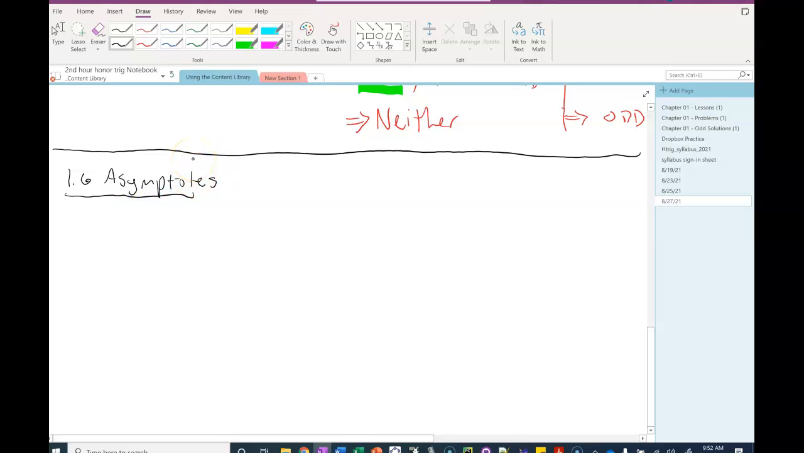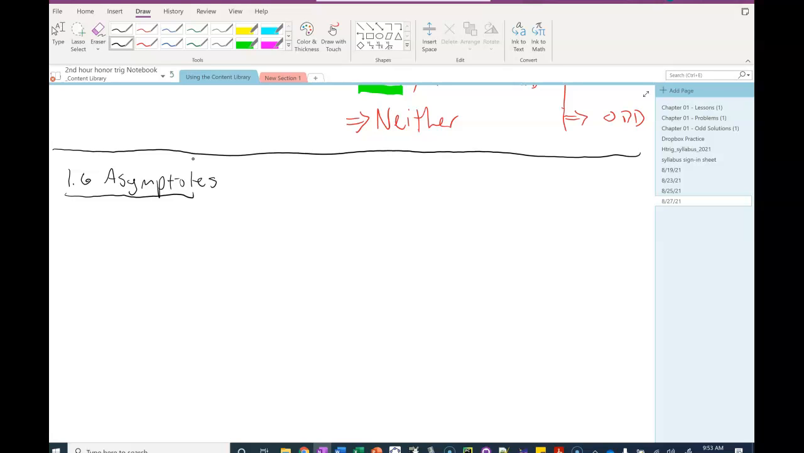So section 1.6 is about asymptotes. We've talked about asymptotes last year in our Algebra 2 class. An asymptote is just like an imaginary line on a graph that the graph approaches but doesn't cross. We've talked about asymptotes that can be horizontal, vertical, or even diagonal or oblique. That's all familiar, right? Okay.